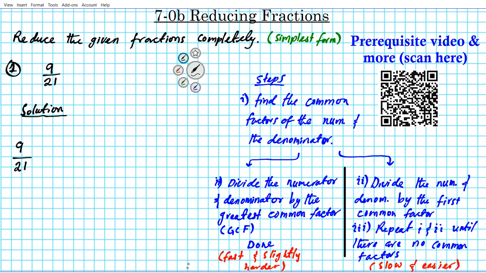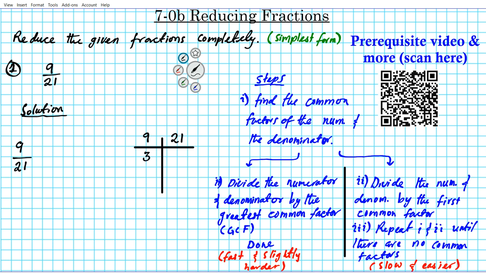So to help us with this, we're going to take a look at the skills that we covered in the previous presentation, 7.0a, on finding common factors. That's going to help us here, okay? Now you might wonder, which method are we using, 1 or 2? Well, something interesting is going to happen here. So 9 and 21, what we covered in the previous presentation, we're going to write down all the factors of the smaller one first. So what are the factors of 9?